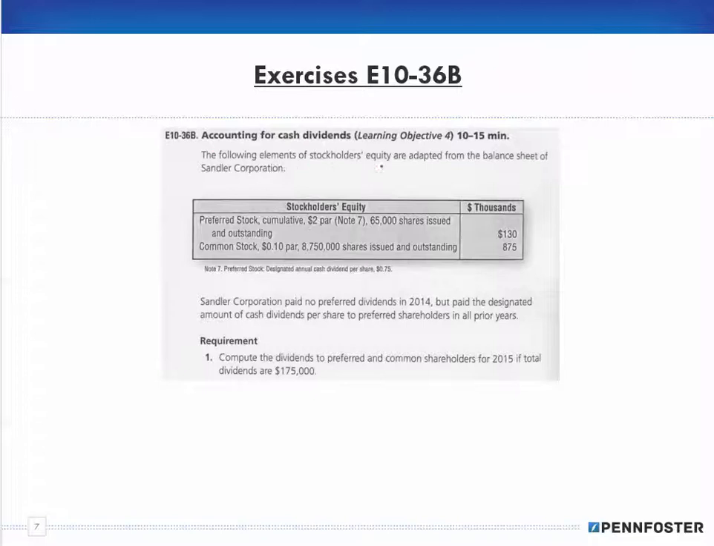The following elements are adapted from the balance sheet. Okay, so we have preferred and common. Sandler Corporation paid no preferred dividends in 2014, but paid the designated amount of cash dividends per share to preferred shareholders in all prior years. Compute the dividends to preferred and common shareholders for 2015 if the dividends were $175,000.